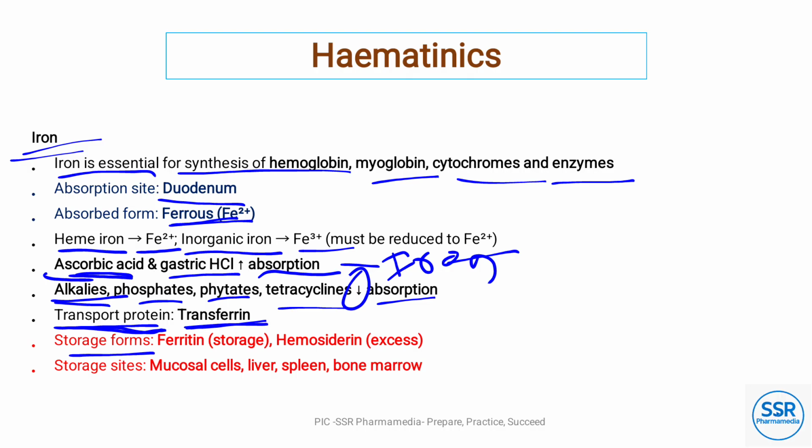Then the storage form of iron is called ferritin, and hemosiderin. Excess iron is converted into hemosiderin. And the storage sites of iron are mucosal cells, liver, spleen, and bone marrow. From there, iron is utilized for hemoglobin synthesis.